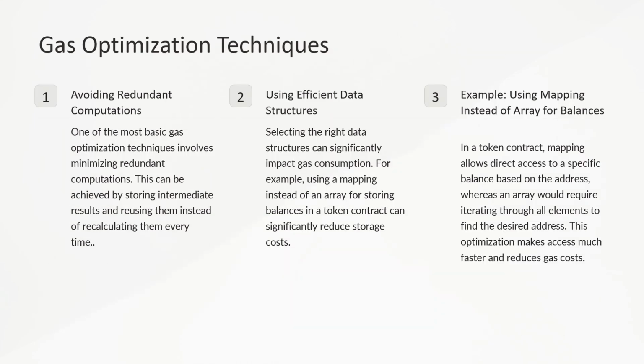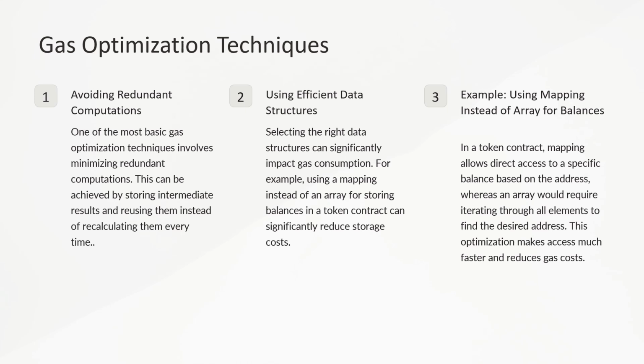Switching gears, let's talk about gas optimization techniques. Think of gas optimization like optimizing the fuel efficiency of a car. You want to ensure it runs as far as possible on as little fuel as possible. Techniques like avoiding redundant computations and using efficient data structures can significantly reduce gas costs, making your smart contract more economical. One of the most basic gas optimization techniques involves minimizing redundant computations.